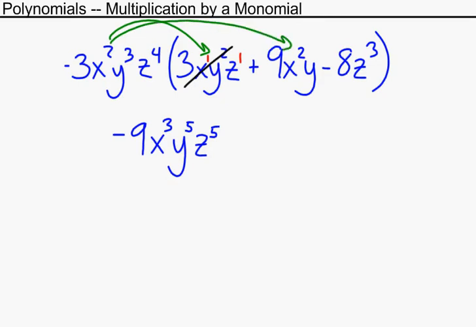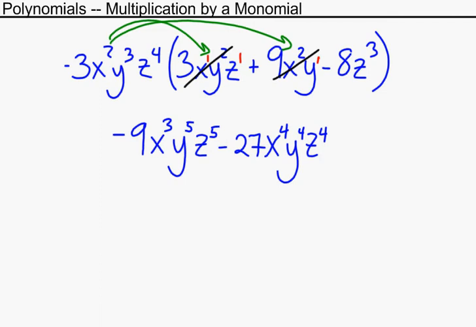Negative 3 times 9 gives me negative 27. There were 2 x's, I add 2 more, so that's x to the fourth. There was 1 y, and I add 3 more, that's y to the fourth. And there were no z's, and I put 4 there, so there's z to the fourth. And I'm done with that piece.